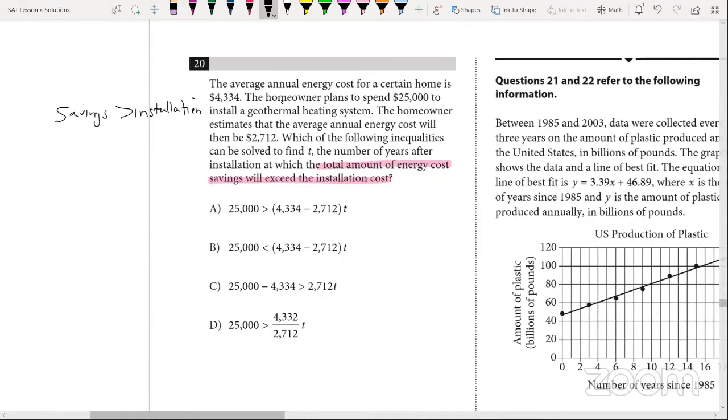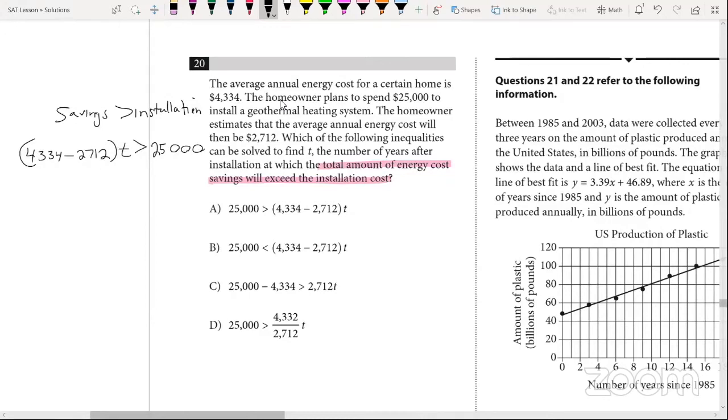So what's savings? Savings is what you would have spent, in this case, 4,334, minus what you actually spent, 2,712. So if I would have spent 4,334, but I actually spent 2,712, the savings is the difference between those two numbers. And that's being saved every single year. So you're multiplying it by the number of years. And that needs to be greater than the installation cost, which is 25,000.